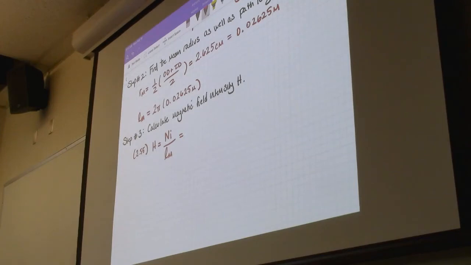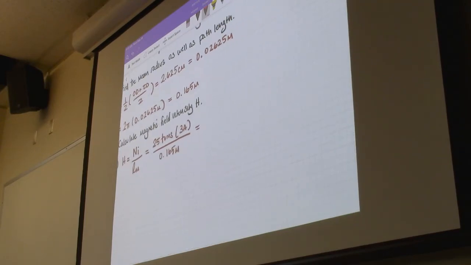So the number of turns is 25. We have a current of 3 amps. And this right here ended up being approximately 165 meters. And so what that gives us is 454.5 amps per meter.